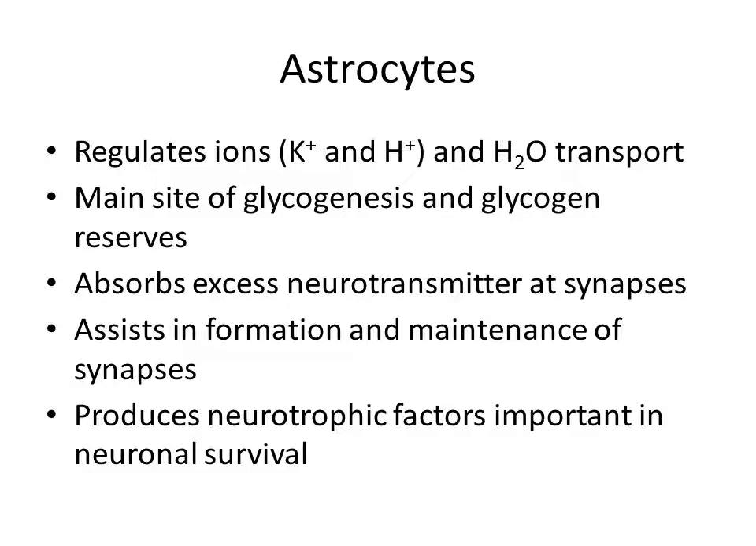They help to not only remove excessive chemical out of the synapses, but they help to form and maintain synapses themselves. And they produce neurotrophic factors that are important for neuron survival. Neurons need certain kind of special chemicals to help them survive, and astrocytes produce some of these chemicals.